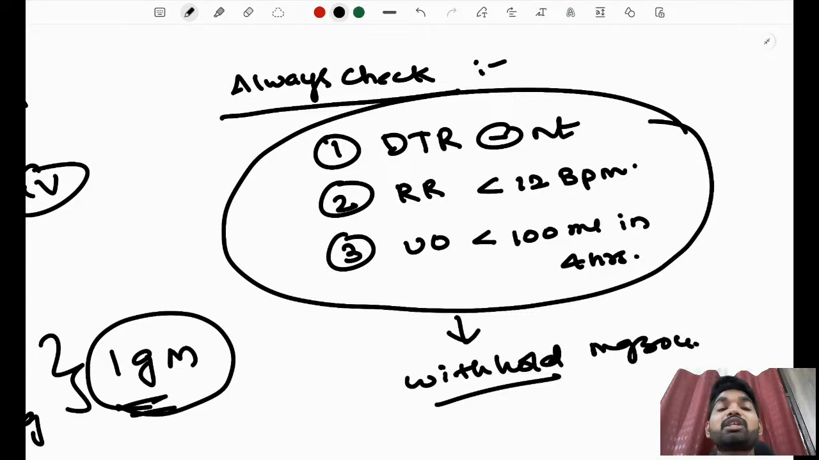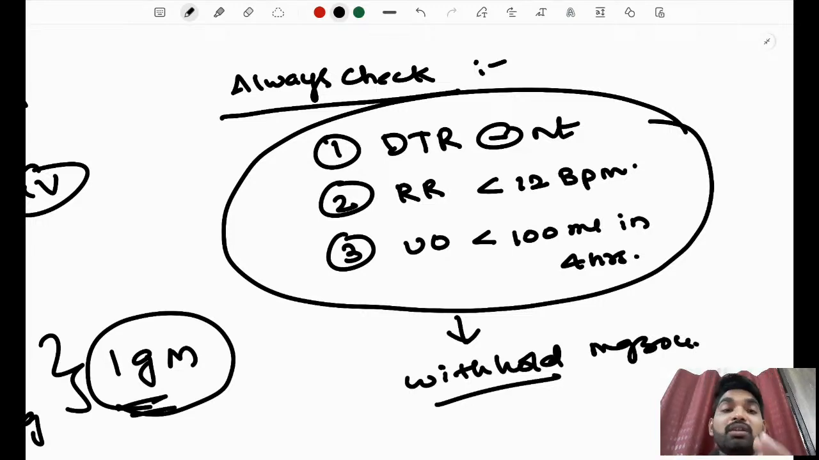You also will check the respiratory rate. You also will check the urine output. So DTR must be present, respiratory rate should be greater than or equal to 12 breaths per minute, and urine output should be greater than or equal to 100 ml in 4 hours. Then only you are going to administer the maintenance dose of magnesium sulfate in that eclampsia patient.